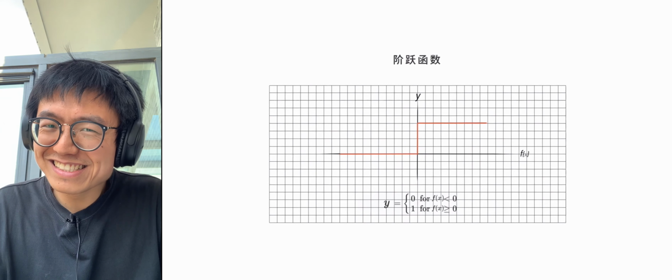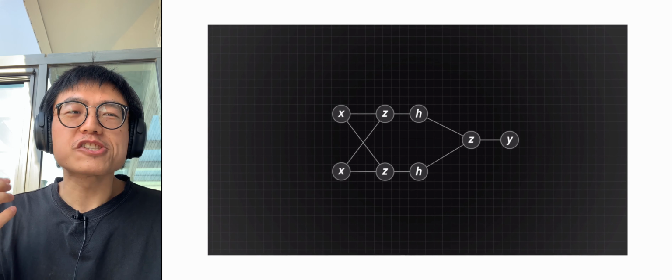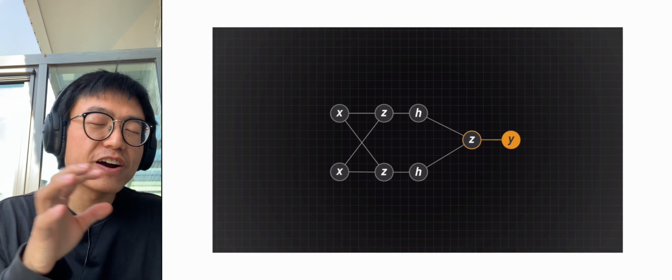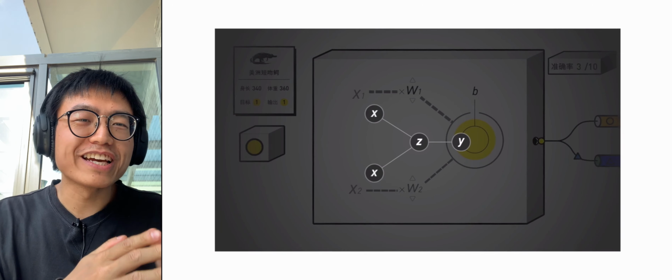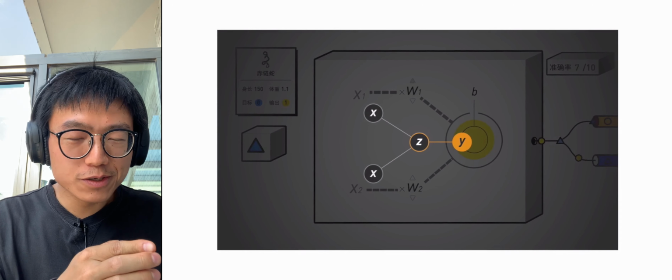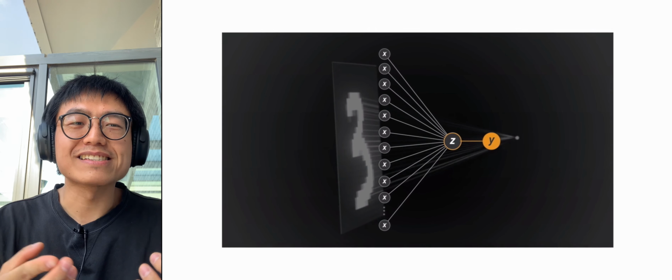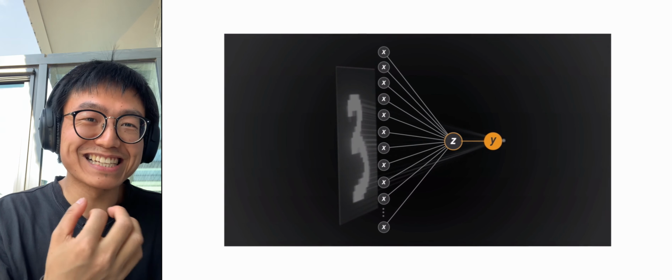Isn't it easy? In our neuron structure, the step function is used from Z3 to the final output y, whether it is crocodiles and snakes or classifying digits. We use the step function as the activation function on the last layer.